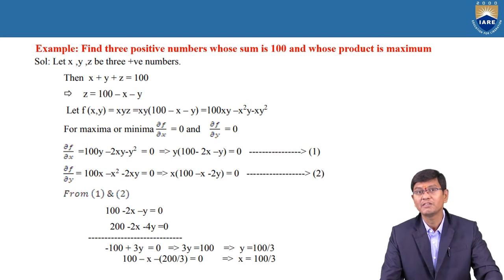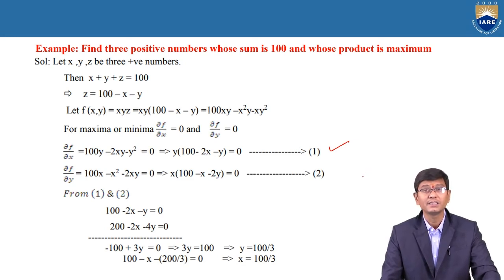Before going to the extreme value, we need to find the stationary point, which we know is found from dou f by dou x and dou f by dou y. The dou f by dou x, the partial derivative with respect to x, treating y as a constant, gives 100y minus 2xy minus y square equal to 0. Taking y common, we get y into 100 minus 2x minus y equal to 0.